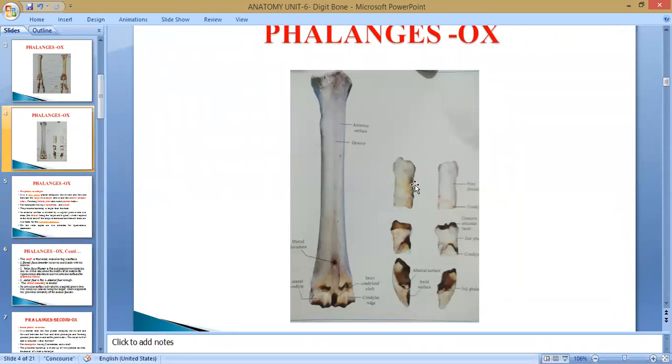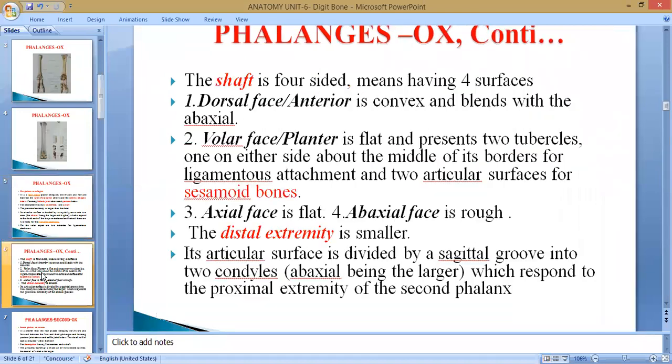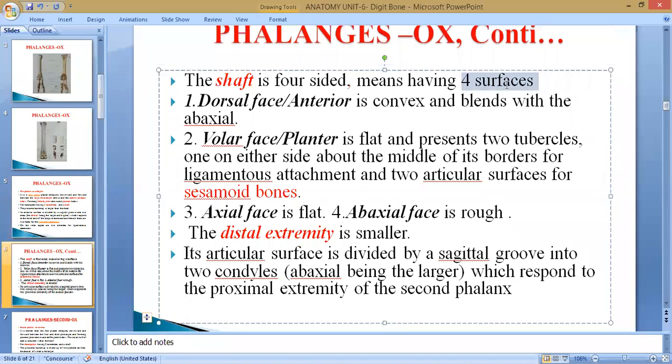So what are the peculiar structures present on these surfaces? We have discussed here that the shaft is four-sided, meaning it has four surfaces. We have already seen lateral and medial, but here it should be axial and abaxial. Dorsal, this is anterior. Volar or plantar.